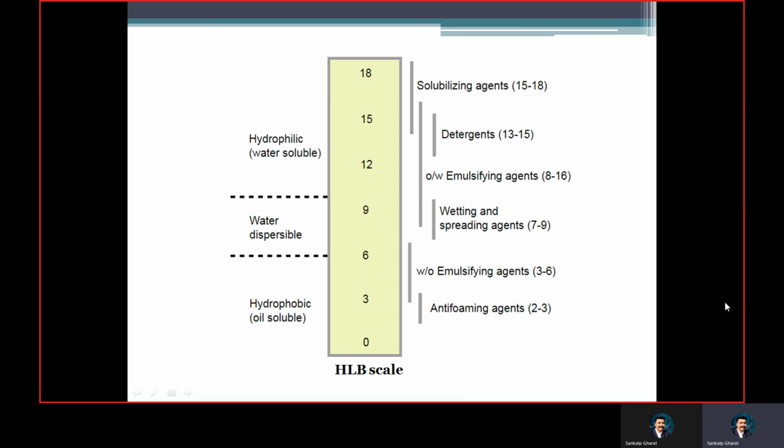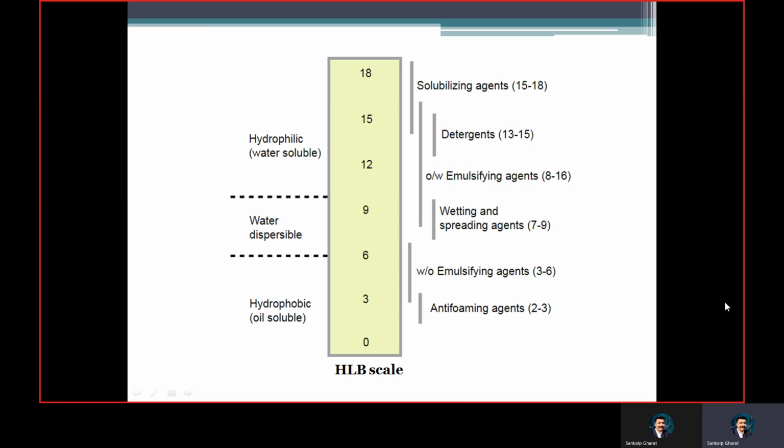Then comes the 6 to 9 range. These are the water dispersible kind of surfactants, which are used as wetting agents and spreading agents. Then from 9 to 18 come the hydrophilic surfactants, which are water soluble ones. If as a formulator you are formulating an oil in water emulsion, you can select a surfactant with HLB between 9 to 16 or 8 to 16.